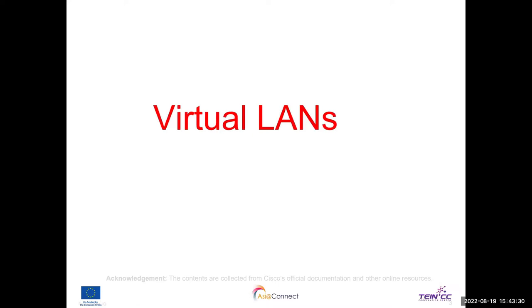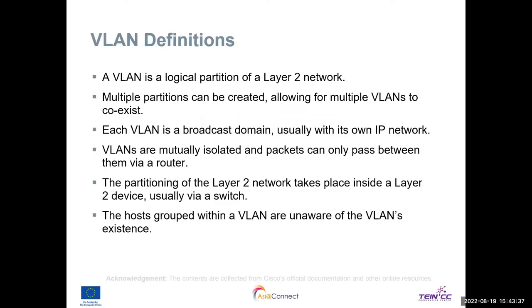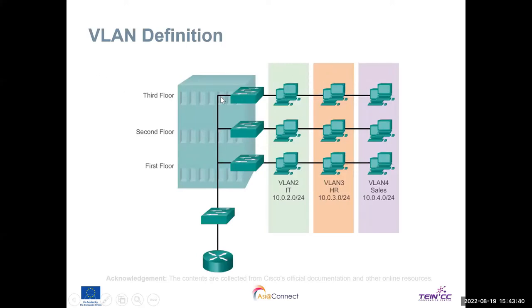Virtual LAN. Normally a single LAN is in the same room, say one room on the third floor. So normally a LAN is in the same floor or same room, but a virtual LAN can be in different floors. You see, there are three floors: first floor, second floor, third floor. And these three PCs belong to the same LAN, which is the IT LAN. And these three colored PCs are in the HR LAN. And this is in the other LAN, which is the sales LAN.